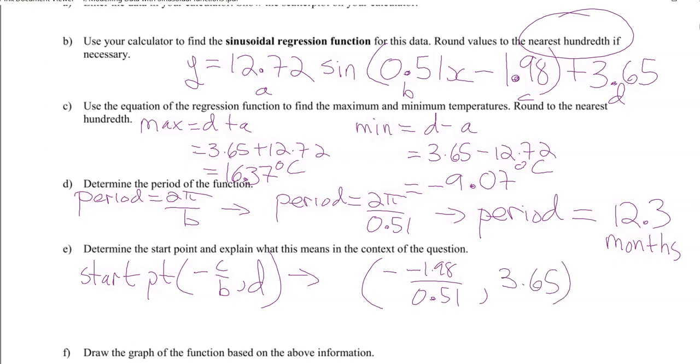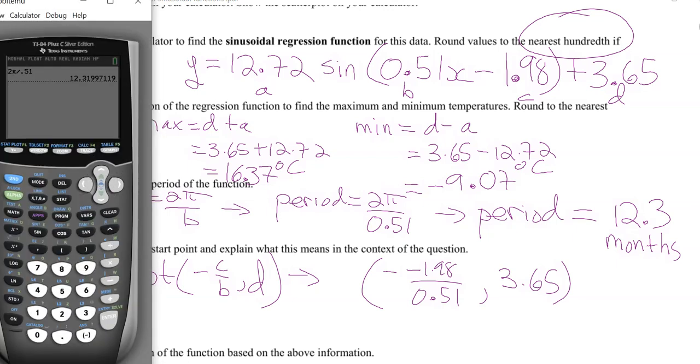All right, let's work that out. Negative of a negative is positive. You don't have to put two negatives into your calculator. So all I care about is 1.98 divided by 0.51, and it works out to 3.88, comma, 3.65.